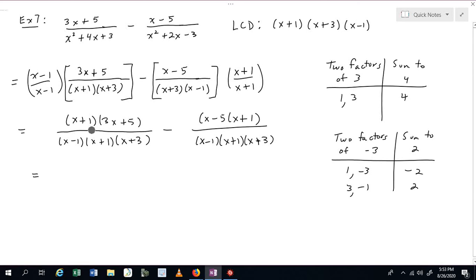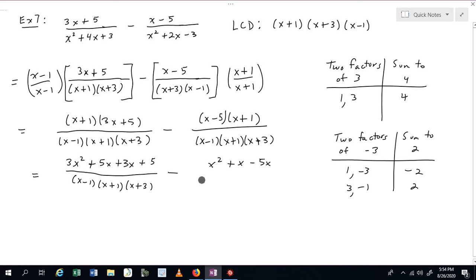Now we're going to FOIL this out. First would be 3x squared. The outer would be 5x. Inner would be 3x. And then the last would be 1 times 5, which would be 5. Then we can subtract. So I'm going to leave this, all over this denominator. Then we're going to subtract what we get over here. I'm going to FOIL, and this should be a parentheses here. First would be x squared. Outer is x. Inner would be minus 5x. And then the last would be minus 5, all over this denominator.